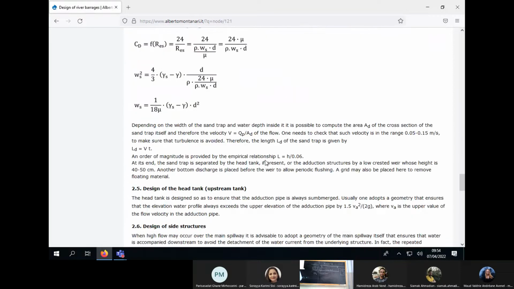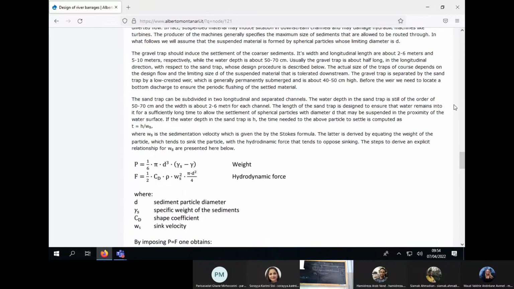I am pretty sure there is an order of magnitude here. Yes, 0.05 to 0.15 meters per second. This is an order of magnitude for the velocity in the sand trap. What is an order of magnitude for the length of the sand trap? I saw sand traps that are 30 meters long. They vary from 5 to maybe also 30 meters. You need a long residence time of water inside the sand trap.